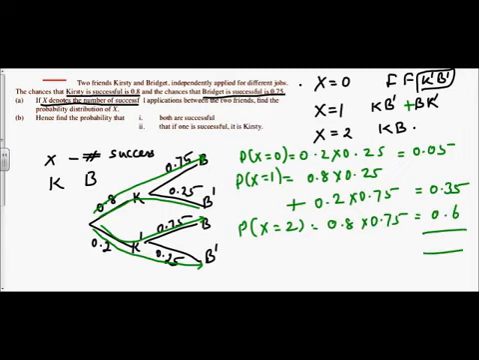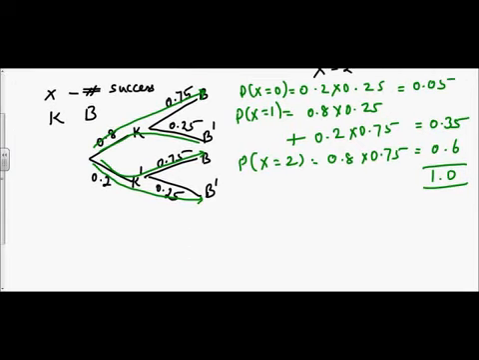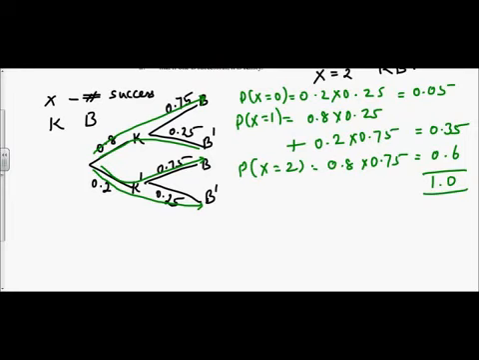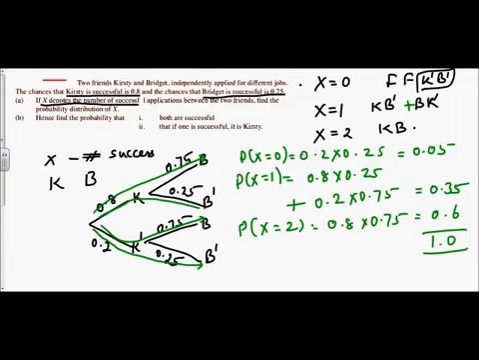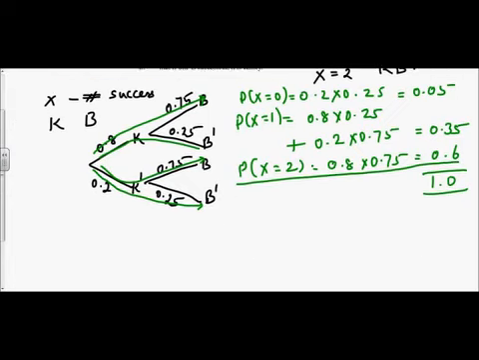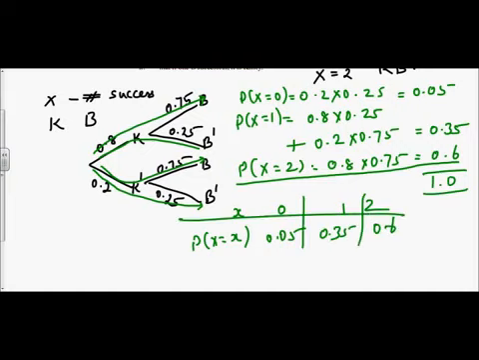As you can see, this totals up to 1, which is very important. If it doesn't, then there is some mistake in some part of your answers. So this adds up to 1. When both are successful, it's equal to 0.6, and this is the probability distribution. If you want to write it in a table, you can write x as 0, 1, 2, and P of x is equal to 0.05, 0.35, and 0.6, and make a table out of this. Okay, this is the table for probability distribution.